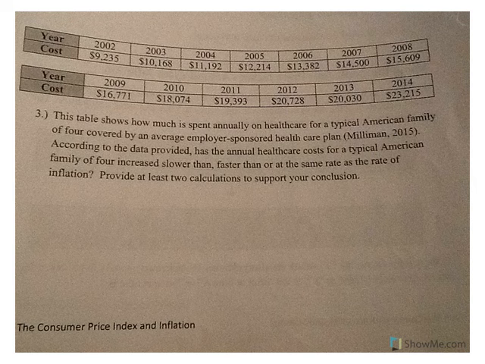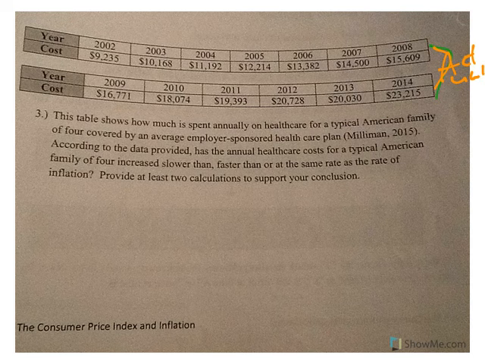All right, the next one. We have this table, and it says this table shows how much is spent annually on health care. According to the data provided, has the annual health care cost for a typical American increased slower than, faster than, or at the same rate as inflation? So these are all the actual values, right? Actual values. And we need to know what it should be.